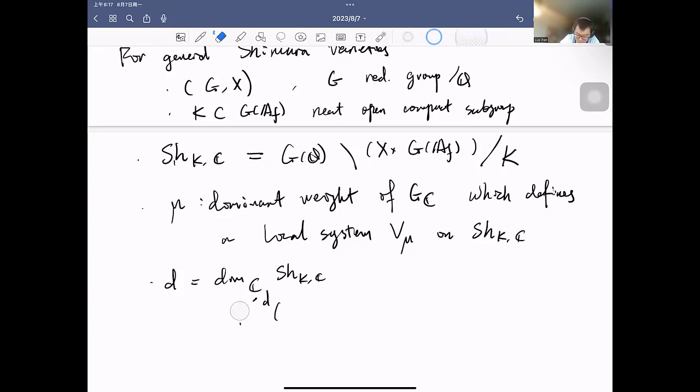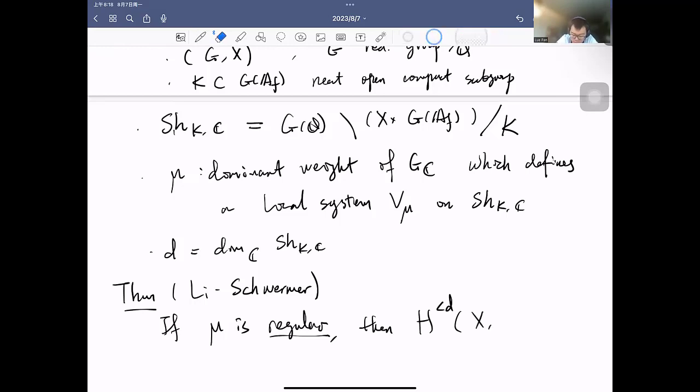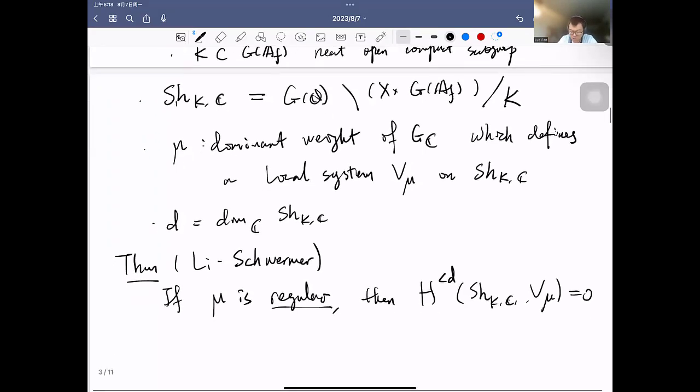Maybe let me state it in this way. The theorem of Li and Shimura says that if mu is regular, then the cohomology of this local system vanishes below middle degree.